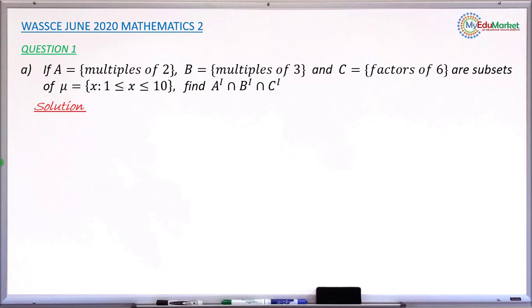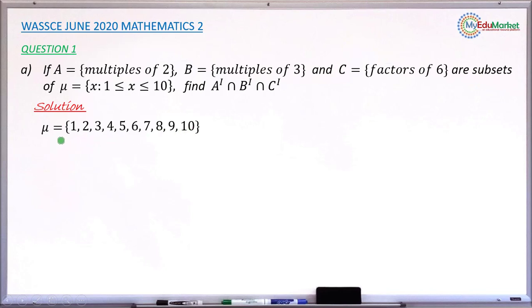So let's just begin. Starting with the universal set U, from the definition, that universal set contains elements x such that 1 is less than or equal to x and x is less than or equal to 10. Simply, this means this universal set contains integers from 1 to 10. So if I now write my elements in the universal set, I will have 1, 2, 3, 4, 5, 6, 7, 8, 9, and 10. These are the elements in the universal set.